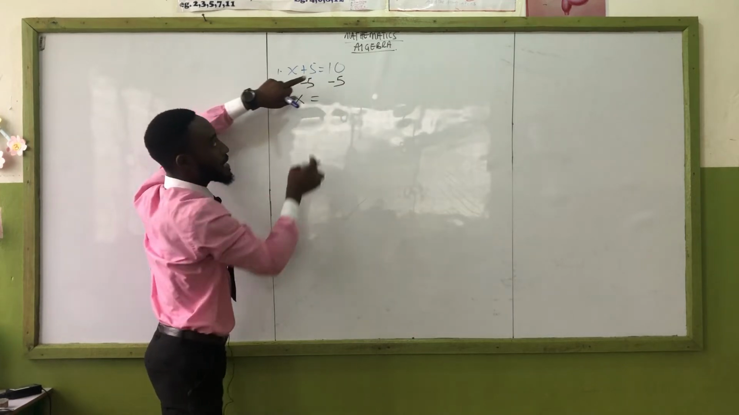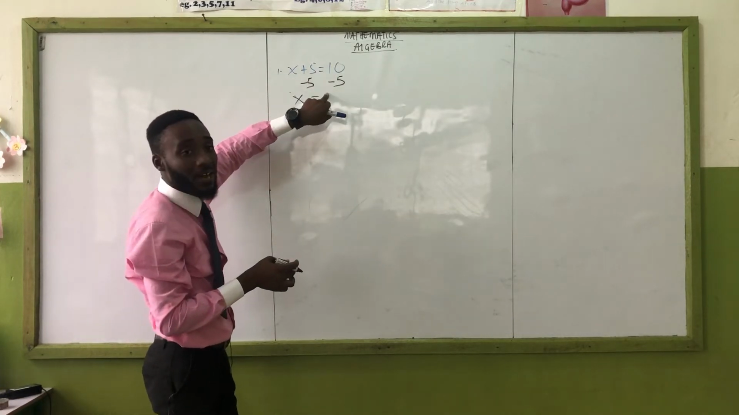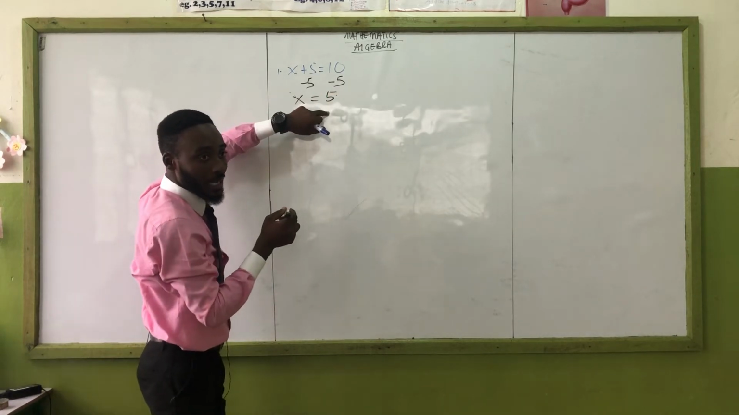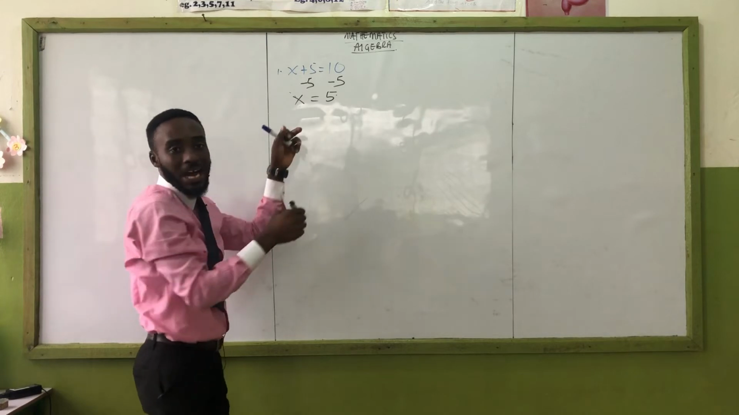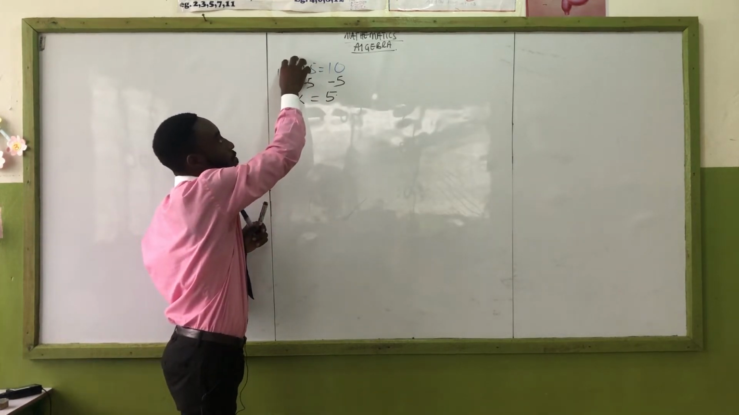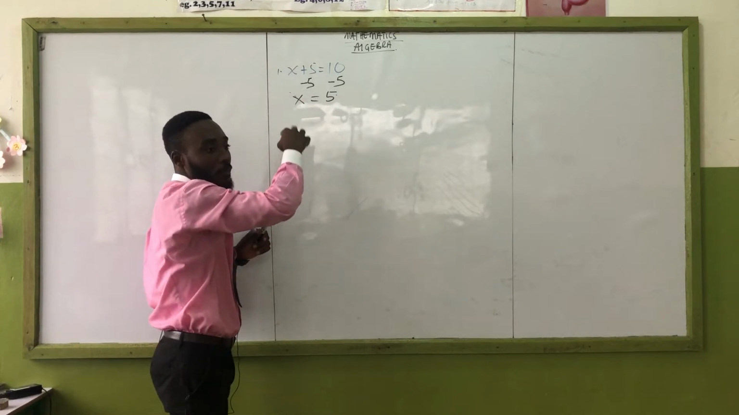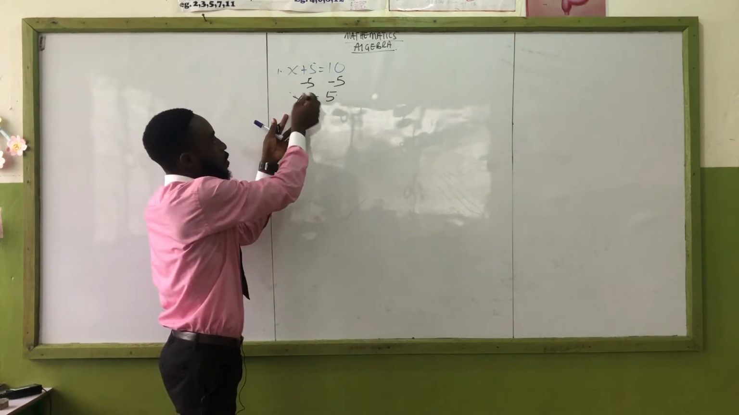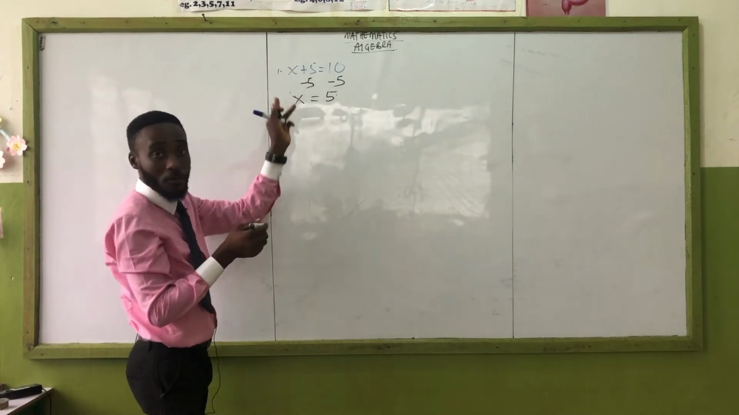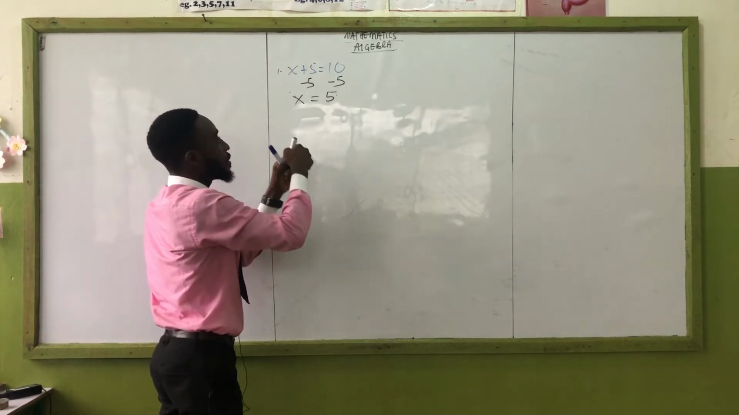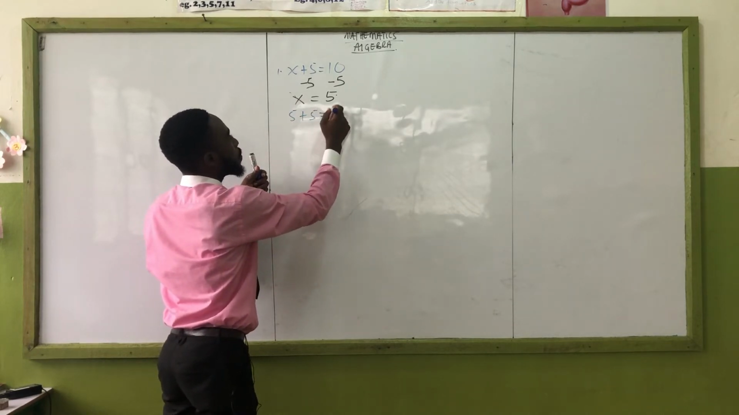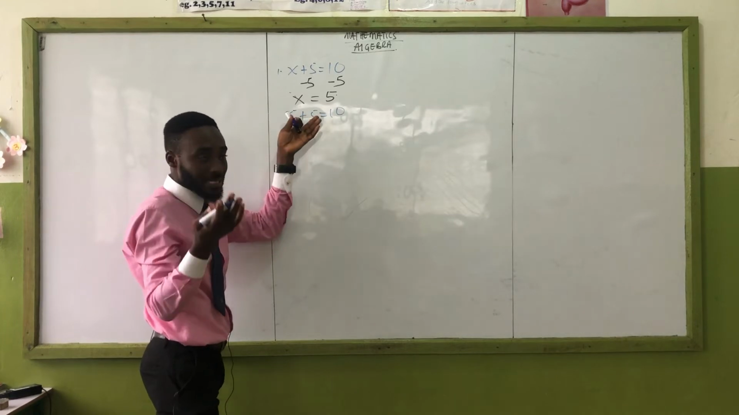So what will I have at this side? I've taken 5 from 10. What will I have left? 5. 5. So x is equal to 5. Do you get that? Now let's check whether our answer is correct. To check the answer, we'll replace the x here with 5. So let's see if it works. If x is equal to 5, wherever I see x, I'm going to put 5 over there. So 5 plus 5 is equal to what? 10. Therefore, my answer is correct.